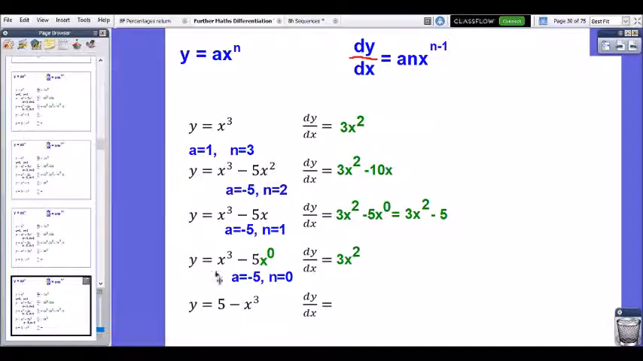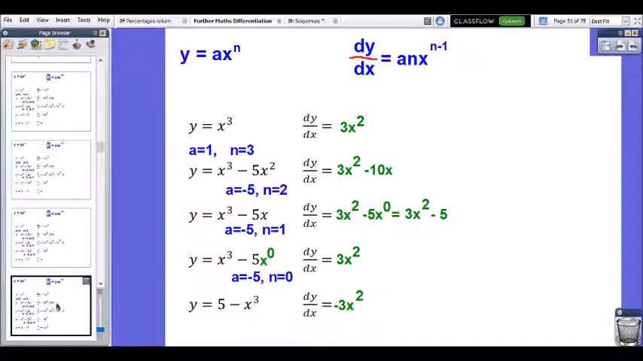And then my last one, we know from the last one that if you just have a number term with no x's, for the reasons we just explained, that term will disappear, and then differentiating negative x cubed will give me negative 3x squared.